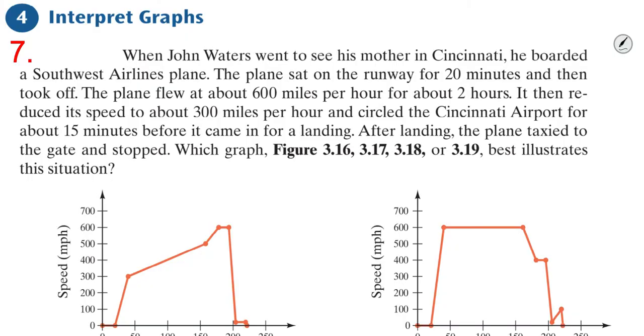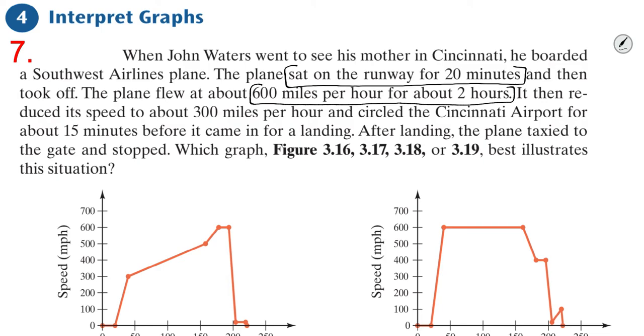Okay? So the last thing we want to look at here, we have some words here. We're going to try to put a graph into words or put some words into a graph. Okay? When John Waiters went to see his mother in Cincinnati, he boarded a Southwest Airlines plane. The plane sat on the runway for 20 minutes. Okay, this is going to be some good information. Plane sat on the runway for 20 minutes. And then the plane took off. The plane flew at about 600 miles per hour. Here's another one, 600 miles per hour for about 2 hours.